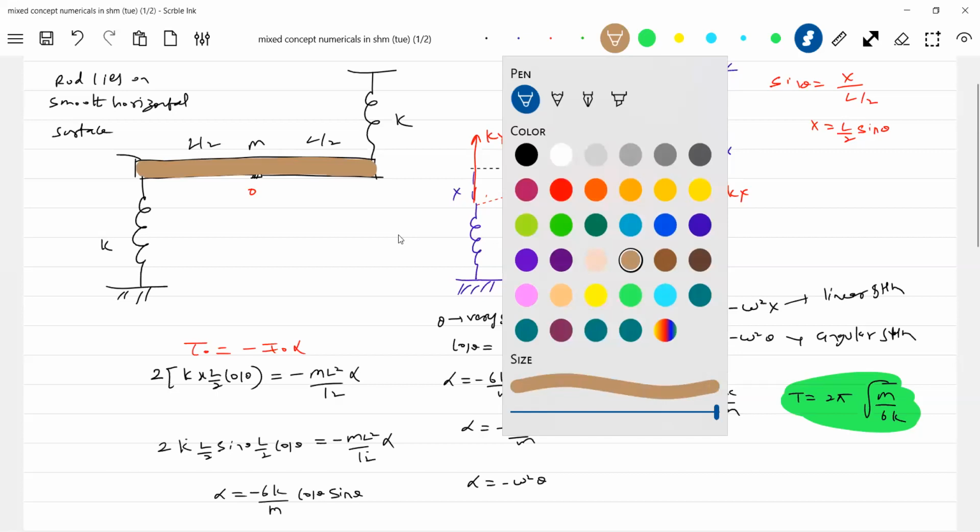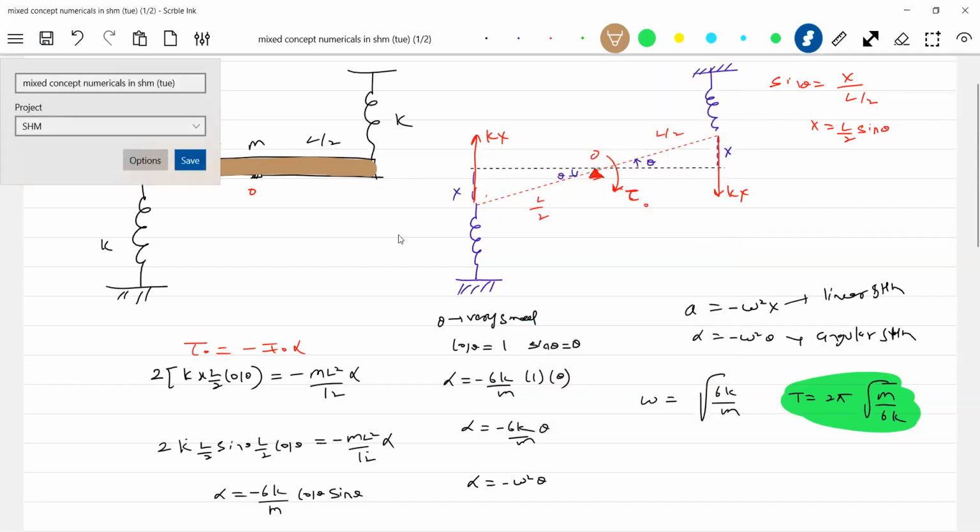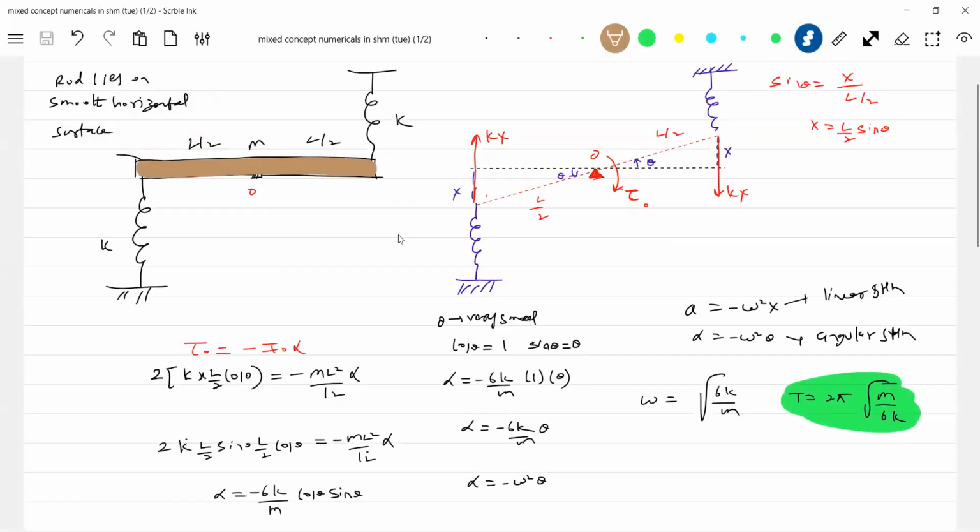Okay, so the first problem I introduced. Sir, how will the weight act? The rod lies on a smooth horizontal surface. How will the weight act? Weight will act into the plane of paper. So mg will act into the plane of paper.